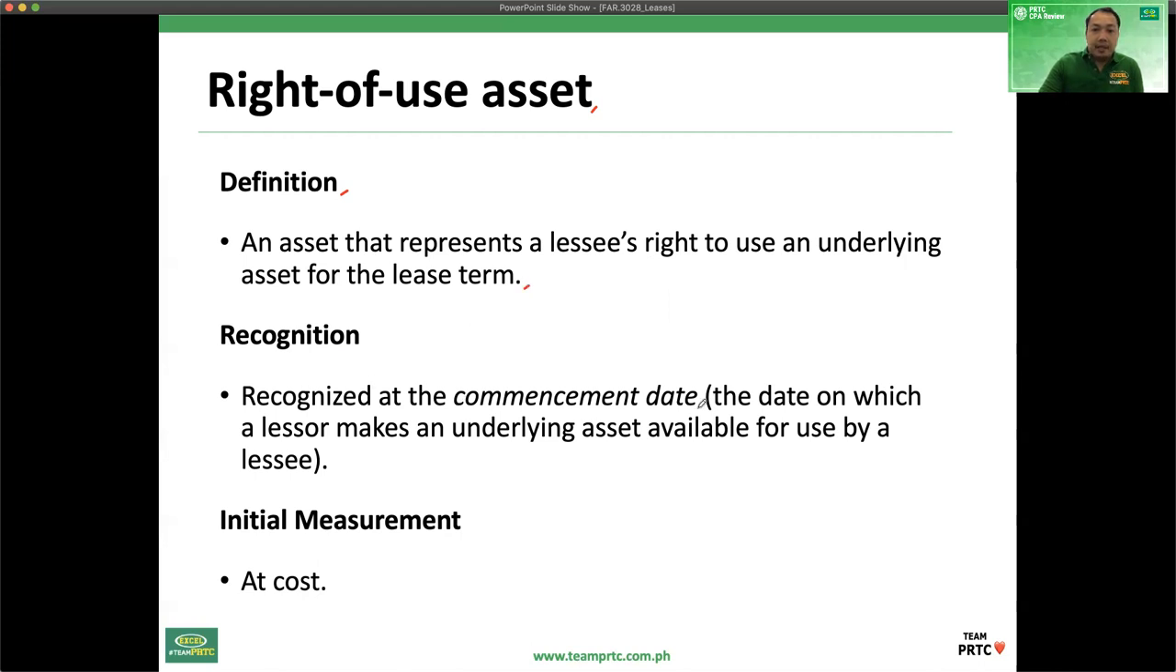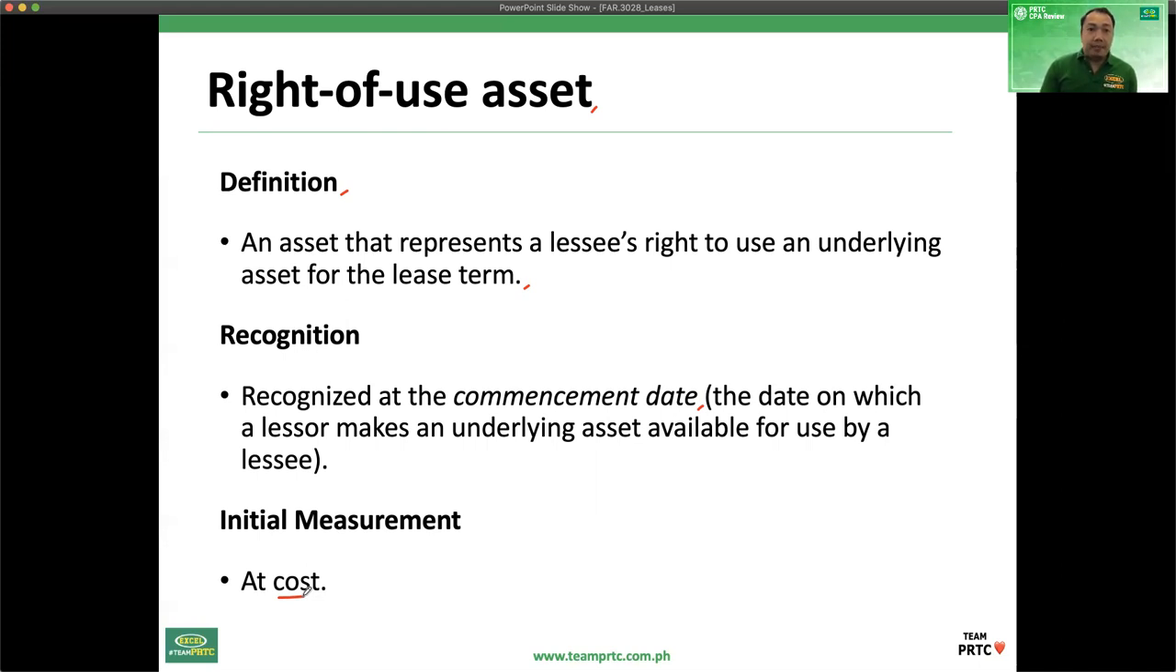Recognize when? At commencement date. And what again is the commencement date? The date on which a lessor makes an underlying asset available for use by a lessee. So at commencement date, debit right of use asset. How much? At cost. Okay.